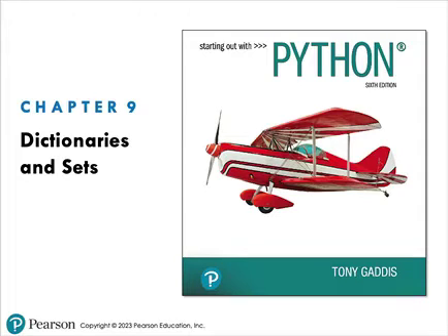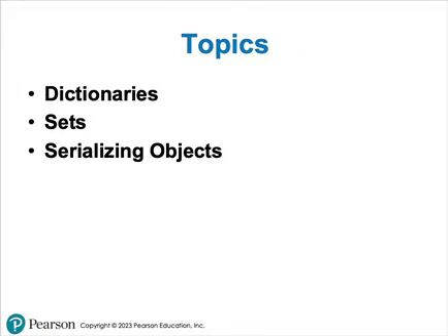So in this chapter, we will talk about dictionaries, we will talk about sets, and then we'll talk about reading and writing objects out to a file, which is listed here as serializing objects. So those are the three main topics in this chapter.